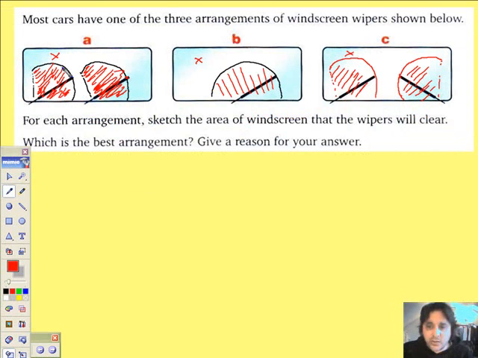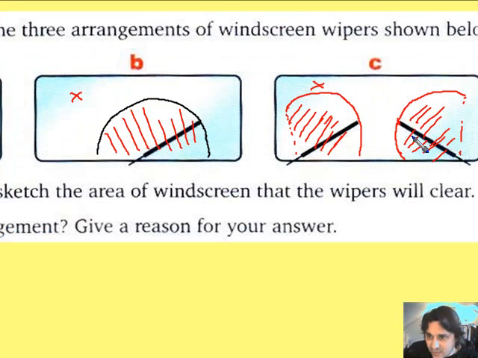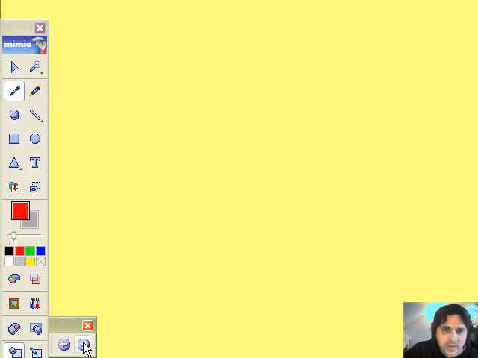Thing is, we're doing loci, we're not designing windscreen wipers. So this is what you need to look at: the path that the point at the end of the windscreen wiper will follow. That, okay, done. Turnover. Right, now we're getting into it proper.